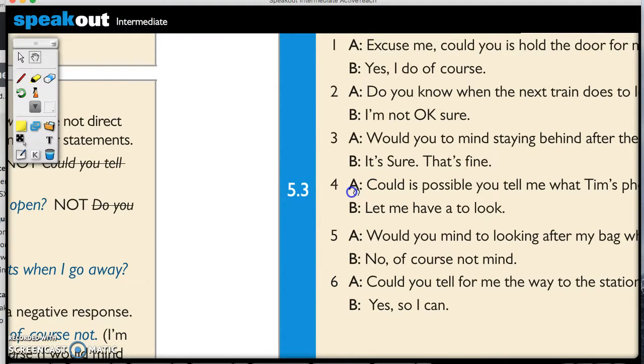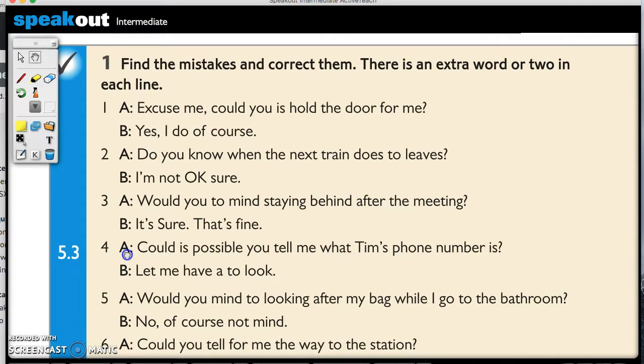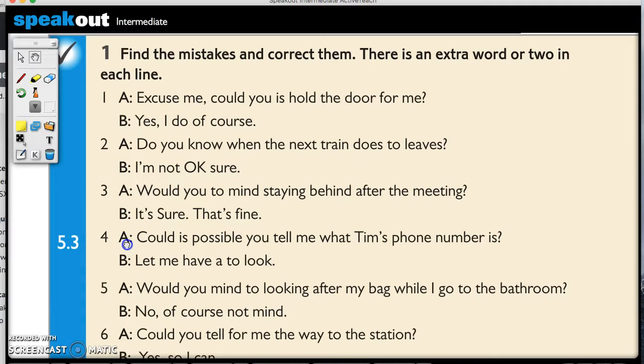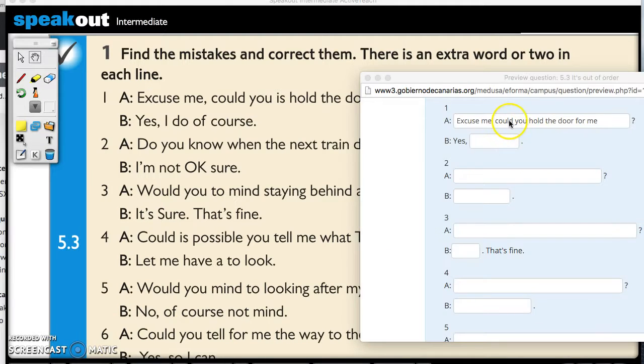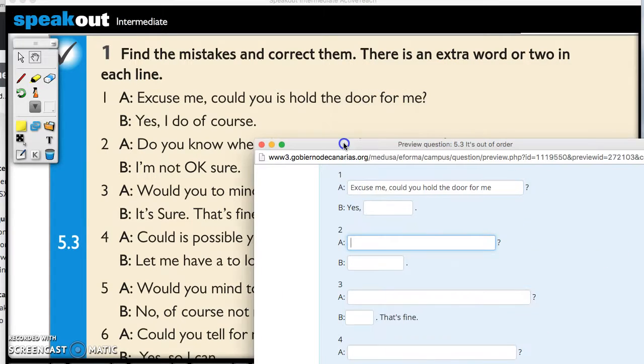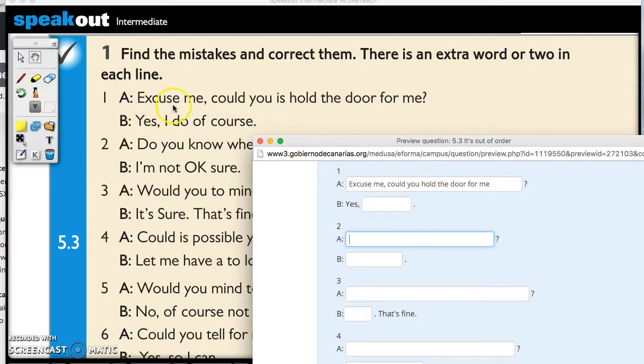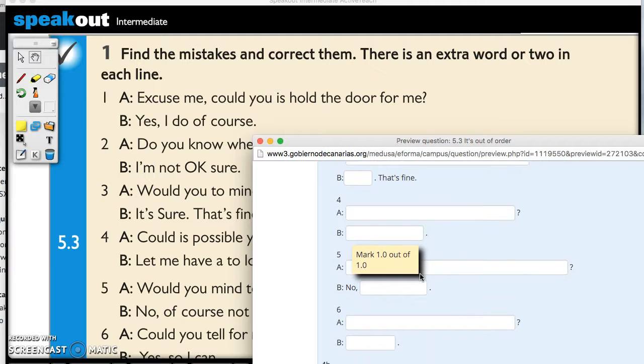When you finish looking at that, you're supposed to do on the next page the first activity, find the mistakes and correct them. And they tell you there's an extra word or two in each line. The platform, this is what it looks like. So you're supposed to rewrite the whole thing. For instance, 1A, excuse me, could you hold the door for me? You rewrite it, excuse me, could you hold the door for me? And so on and so forth, respecting these. And you need to be careful also with the question marks and the punctuation marks that I include there. Okay.